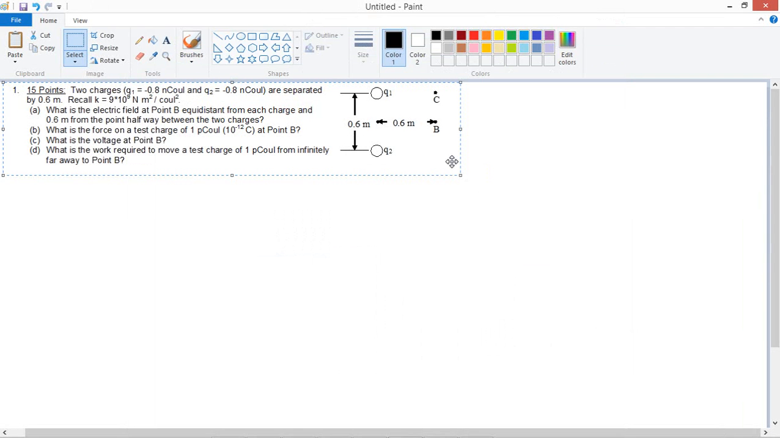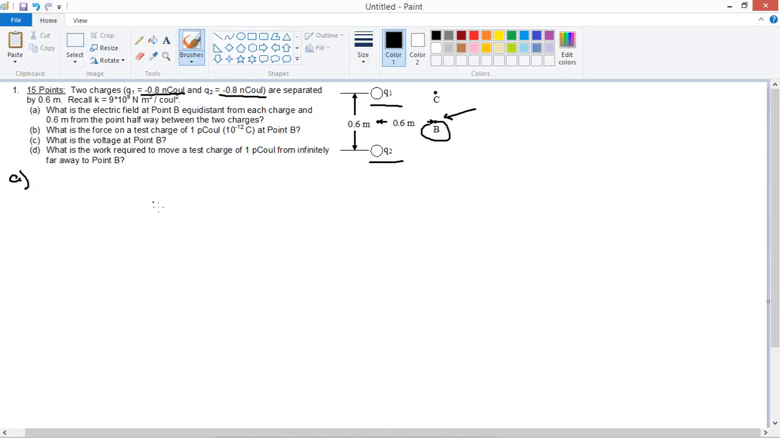Now, ladies and gentlemen, we are going to look at electric fields and voltages. This is the situation where Q1 is given by negative 0.8 nanocoulombs. Q2 is the same value, negative 0.8 nanocoulombs, separated by 0.6 of a meter, and we want to know fields and voltages and forces at point B. That's the calculation.